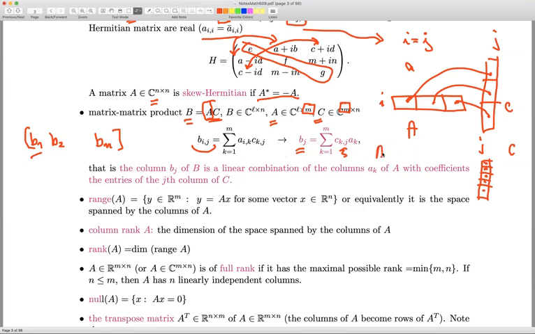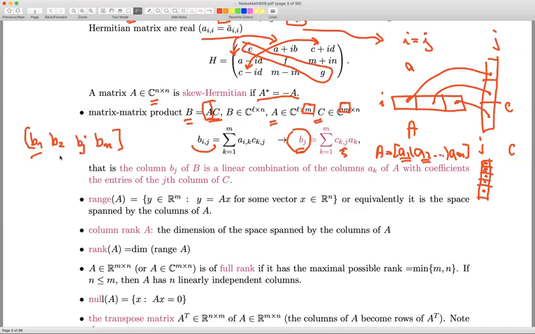So here is the matrix A, and it has columns A1, A2, and so on, AM. And this is the jth column of the matrix C. So this number multiplied by this column, this number multiplied by this column, and so on, this number multiplied by this column will give us the jth column of the matrix B.